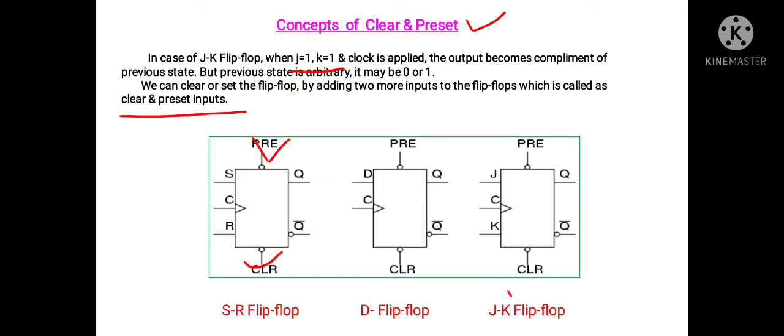In case of the JK flip-flop, both these preset and clear inputs are shown, and also in case of the D flip-flop, the same two inputs, preset and clear, are shown like this. One more thing we have to take care of is that these preset and clear inputs are active low, where there is a bubble at the input signal. That means in order to activate these inputs, we have to apply a logic 0 signal at this input.